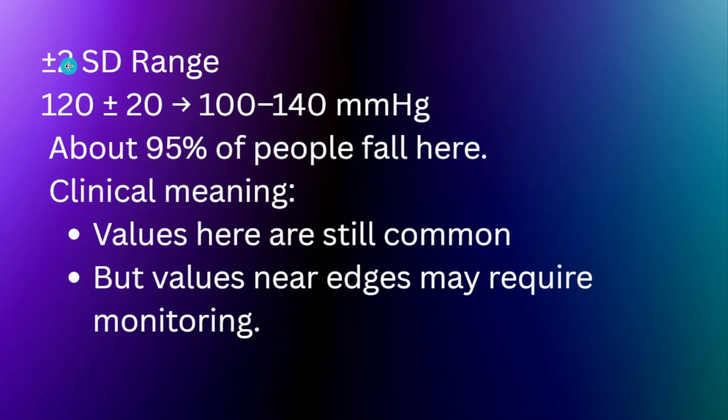Now the next range is plus or minus 2. Remember that the standard deviation was 10. So 2 times 10 is 20. 120 minus 20 is going to give you 100. 120 plus 20 gives you 140. That means 95% of the people fall between 100 to 140 millimeters of mercury. These are common, but the values near the edges may require monitoring.